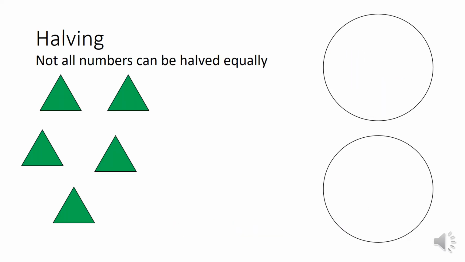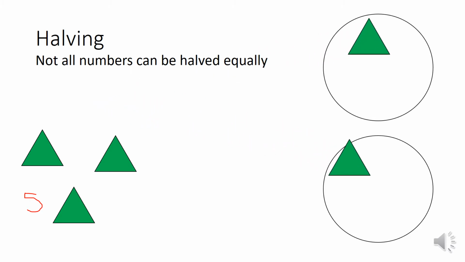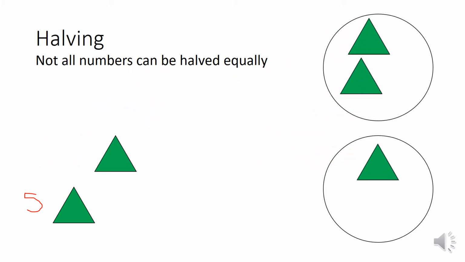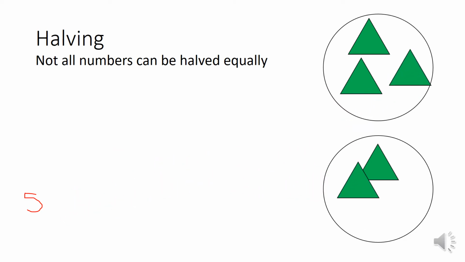Now remember, not all numbers can be halved equally, and hopefully in Monday's task you had a look and explored which numbers can be halved equally and which numbers can't. So if we look at this example of my 5 triangles, when we split them we get unequal groups, which means they don't have the same amount in each group, because my top group has 3 triangles and my bottom group only has 2.